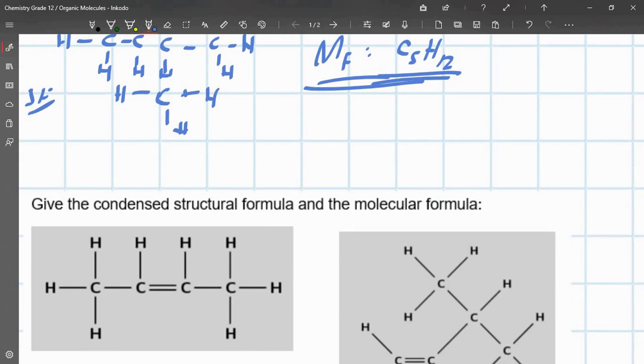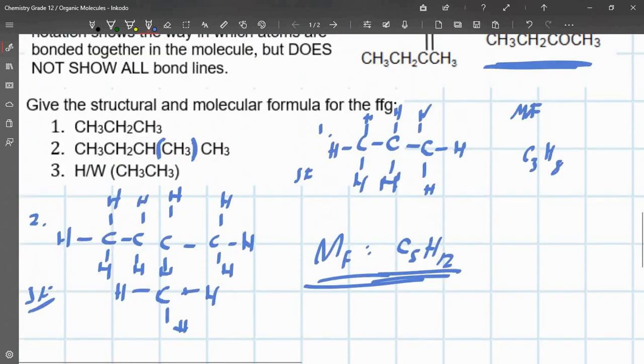This time we'll go over condensed structural formulas and molecular formulas. I'm going to leave this for you as homework. You can do this as homework anytime you like. I'll post the link in the description for more homework examples as well as the solutions. Don't look at the solution while you're doing the homework. Do it and then afterwards check if you have the right answer.